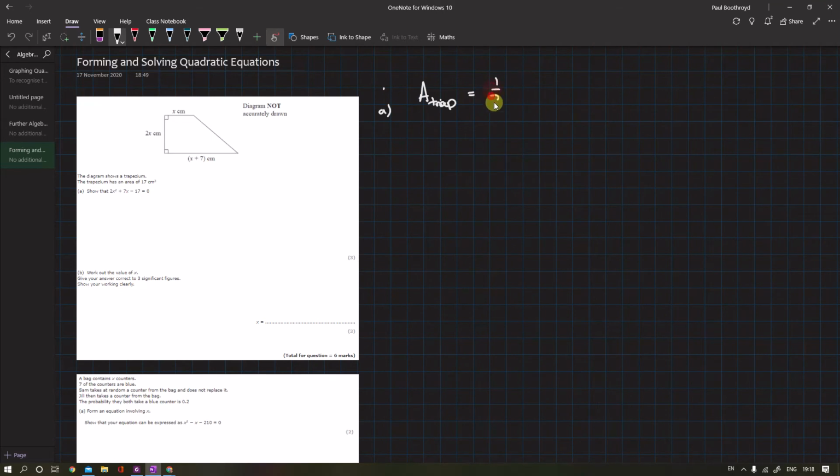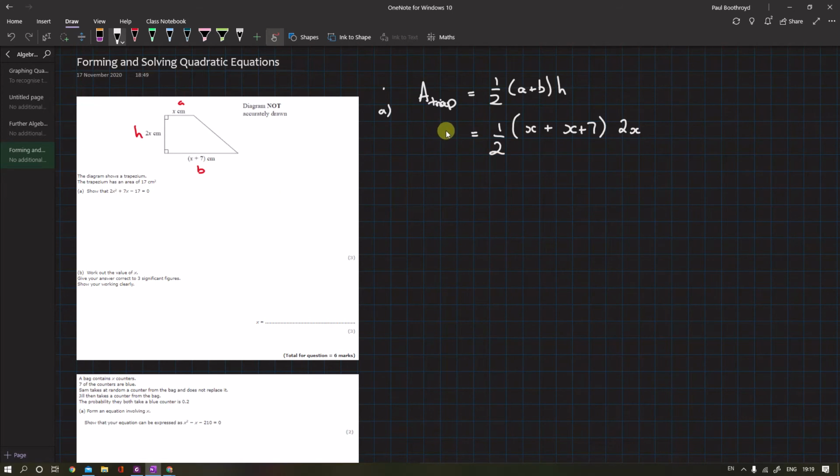So we've got 1/2 (a plus b) times h. So we look at our formula. It's a trapezium because we've got two right angles making these two sides parallel. So the area of that trapezium is going to be 1/2 times the sum of a, I'm going to call it x, and b, I'm going to say is x plus 7. And I need to multiply by my perpendicular height, 2x.